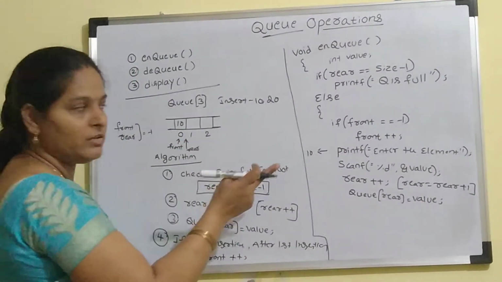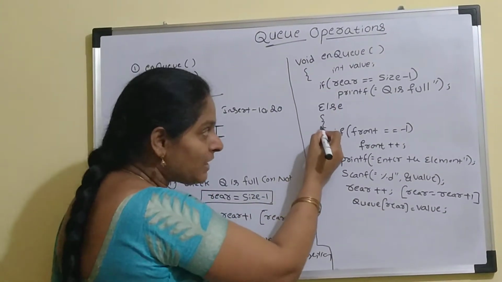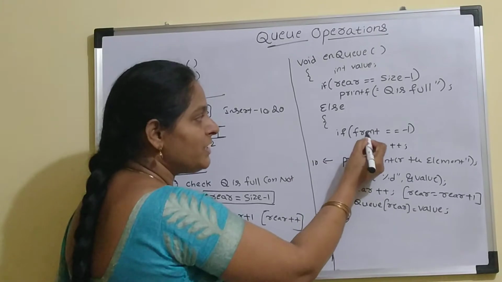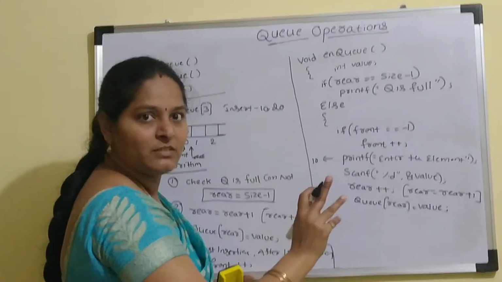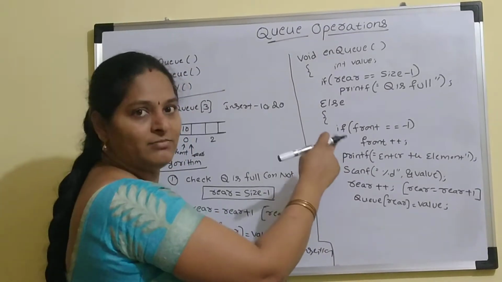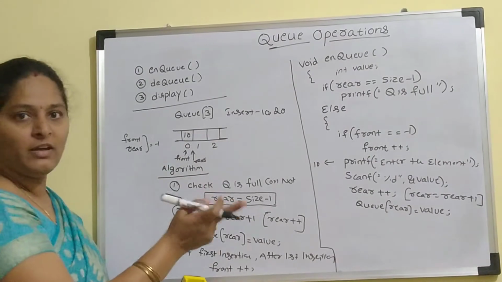So the queue is not full. If the queue is not full, this if condition will simply be skipped. Now we come to the else block. In the else block we check whether front is minus 1 or not. Here front is not minus 1, right? So no need to increment. Front is already at the 0th position, so no need to increment.